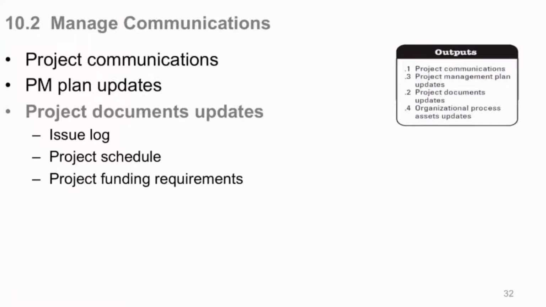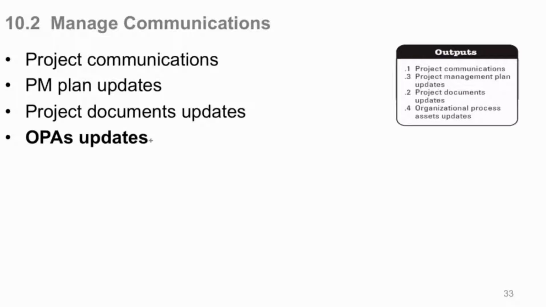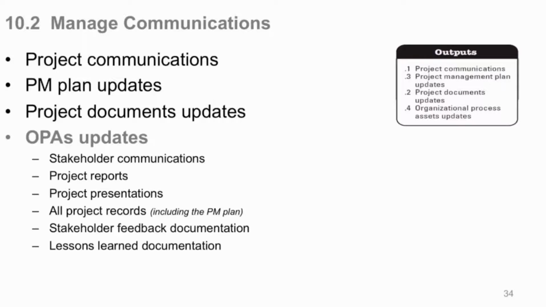Project documents, your issue log may be updated because you're managing now. You may have to deal with your stakeholder and change some things. Project schedule may get updated again because they may need something at a certain time, like I mentioned earlier. Project funding requirements may change because of communications. They say, well, we need to do this earlier. Okay, funding changes. OPA updates, stakeholder communications, go into your repository: project reports, presentations, all your project records, stakeholder feedback, lessons learned, all go into your update, into your organizational process assets.